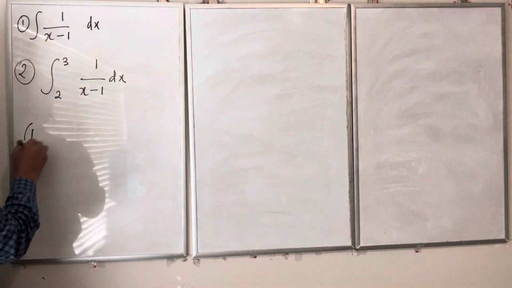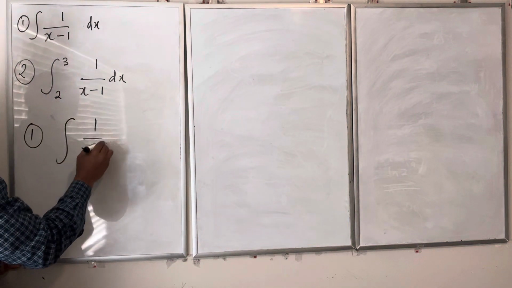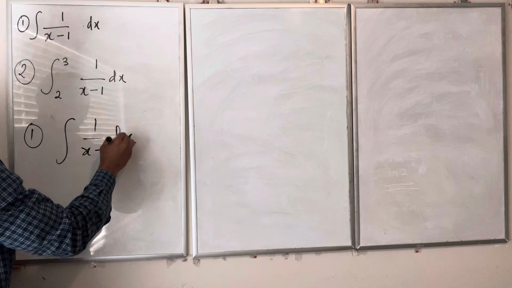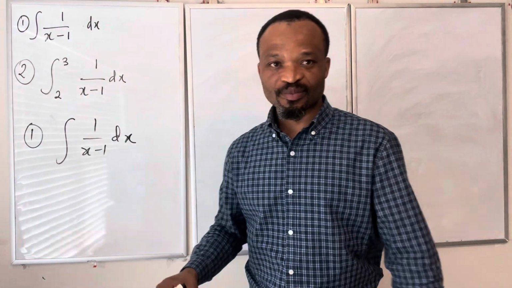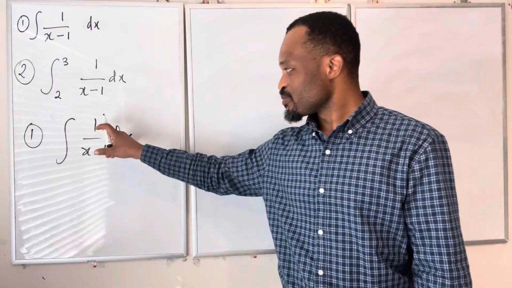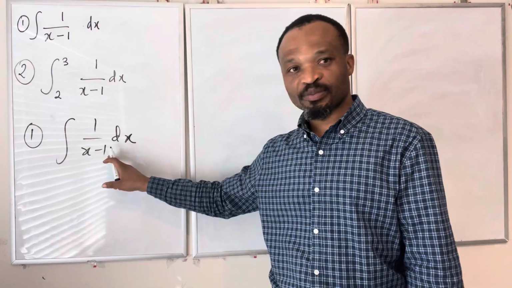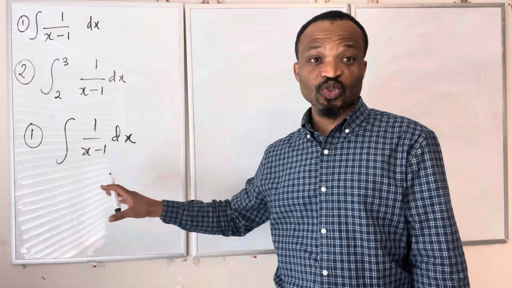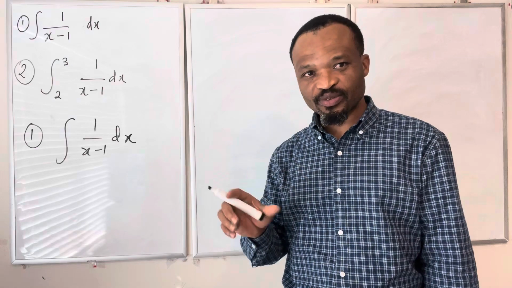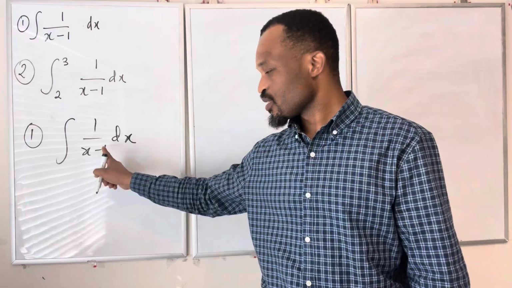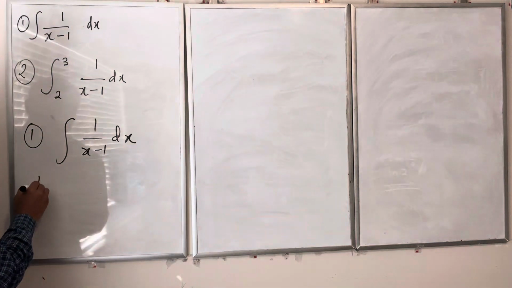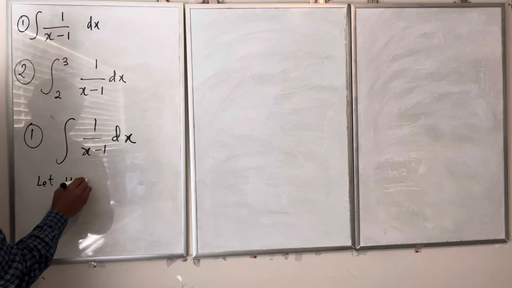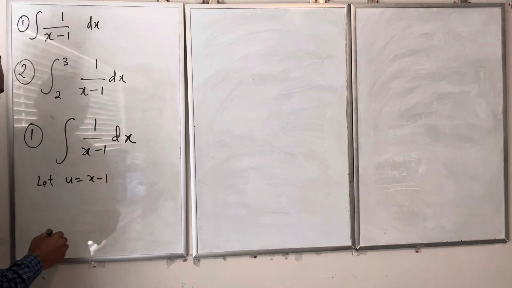The first question says integrate 1 over x minus 1 dx. The technique to solve a 1 over x minus 1 kind of problem like this is to make what we call a u substitution. And by that I mean I will say let u equal x minus 1.